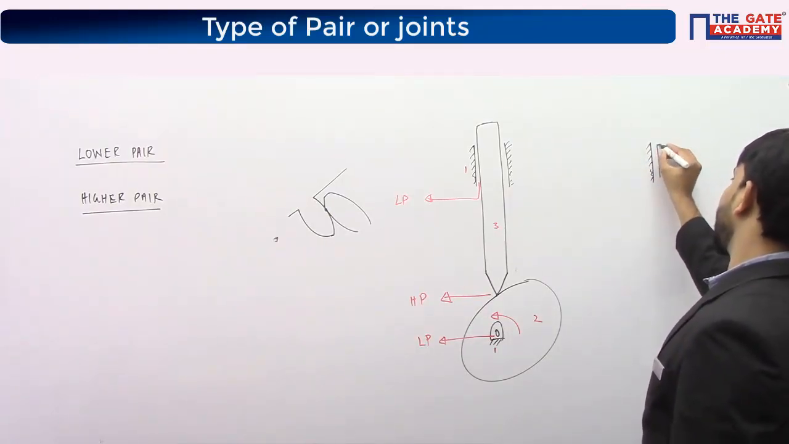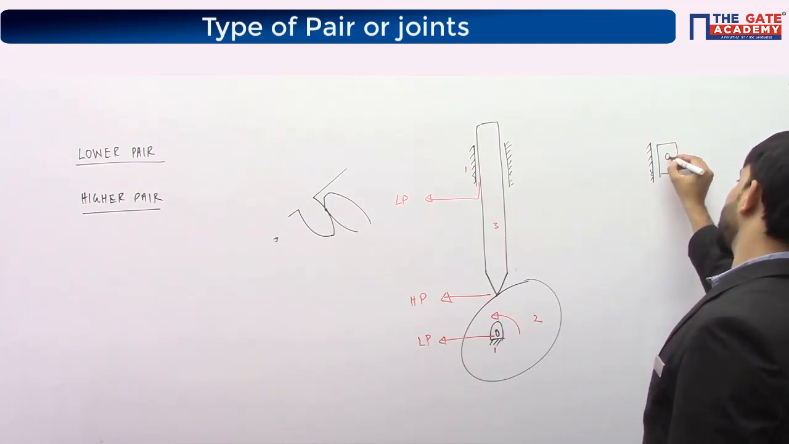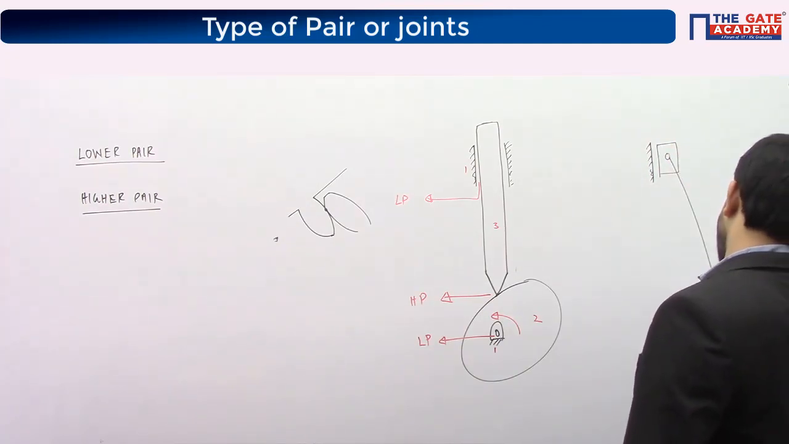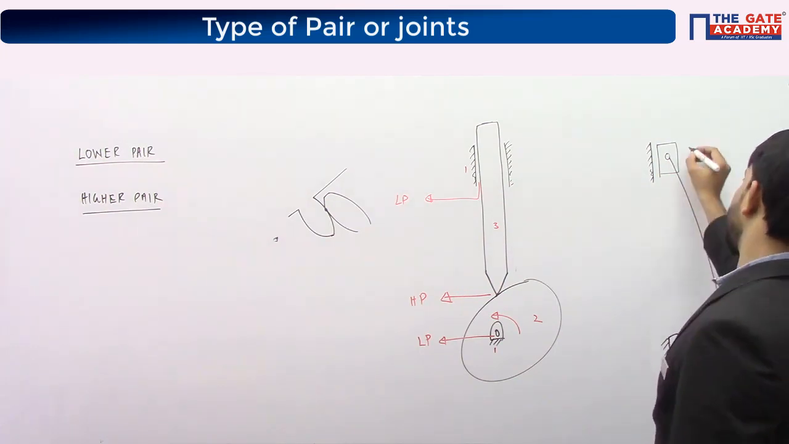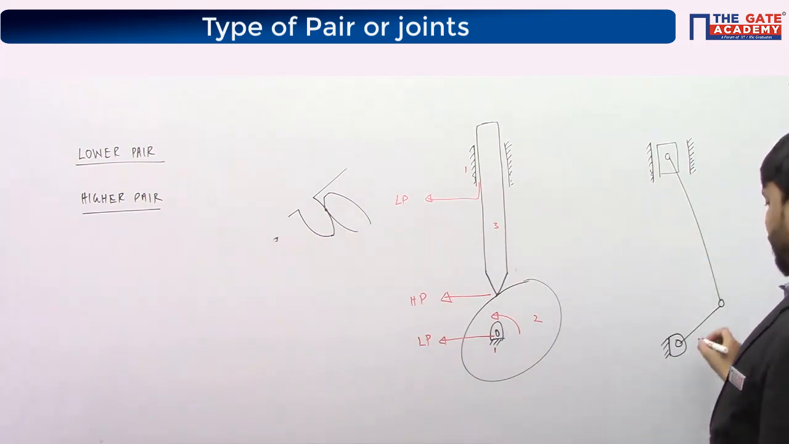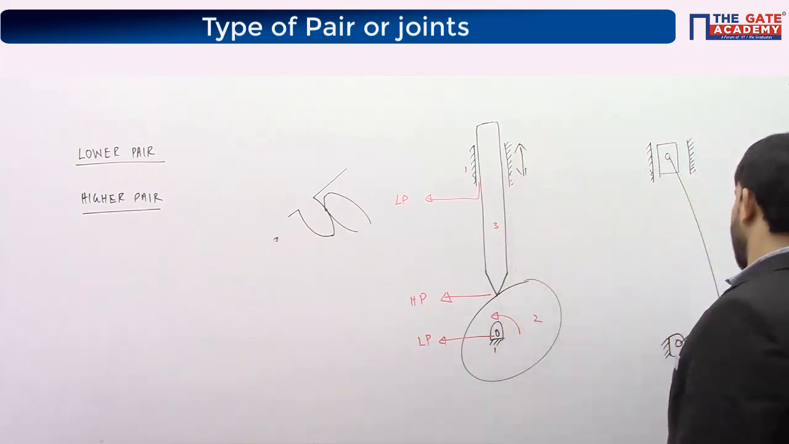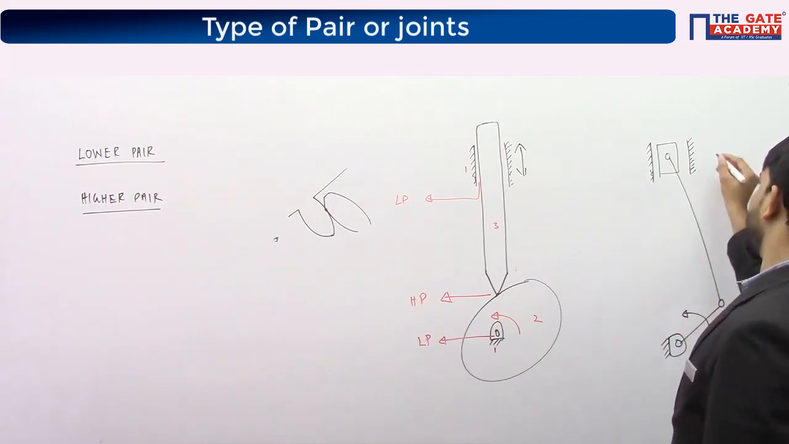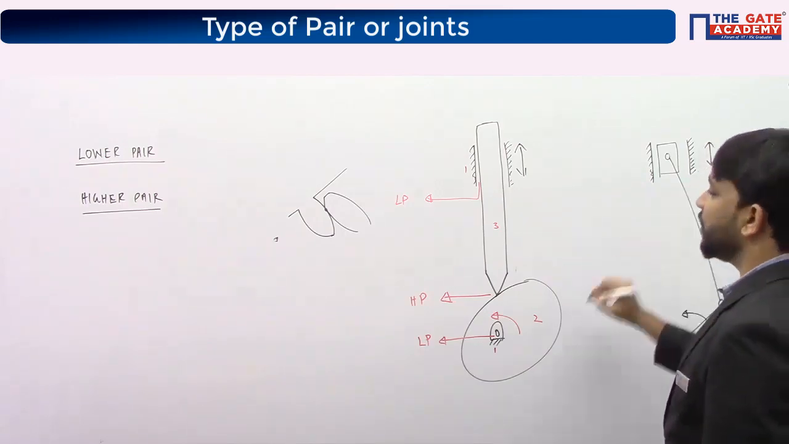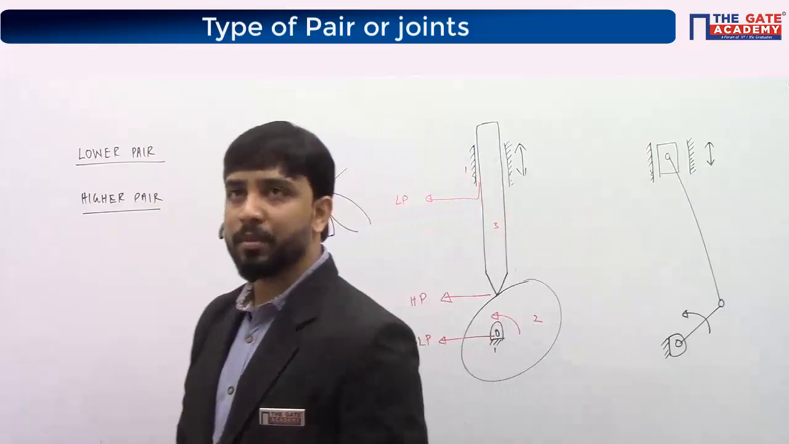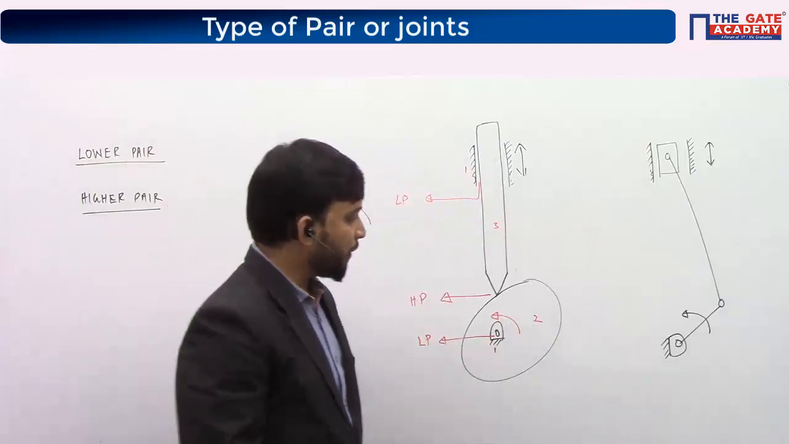Whenever I say equivalent mechanism, both the mechanisms should have the same degrees of freedom. At the same time, the kind of transformation of motion should also be the same. Here, rotary motion is getting transformed into reciprocating motion of the follower. Here also the same thing, rotary motion of this crank is getting converted into reciprocating motion of the piston. Okay.